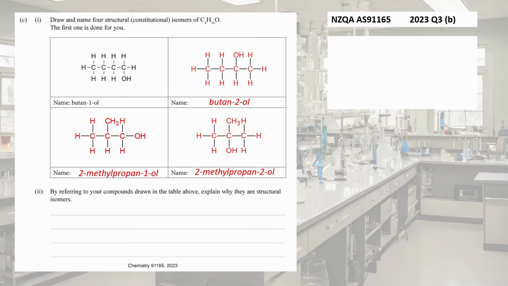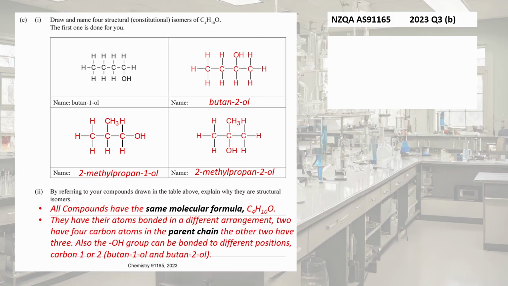Okay, real easy now. We can do the last bit. Can we justify why they're structural isomers? Why they are is because they have the same molecular formula. Okay, they have 4 carbons, 10 hydrogens and 1 oxygen. But why? What is different that makes them be structural isomers?